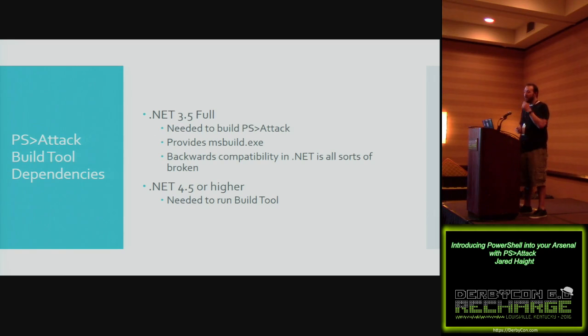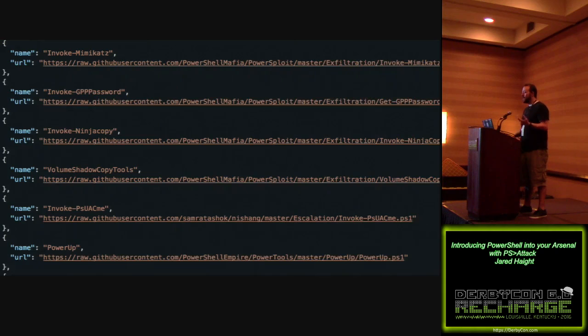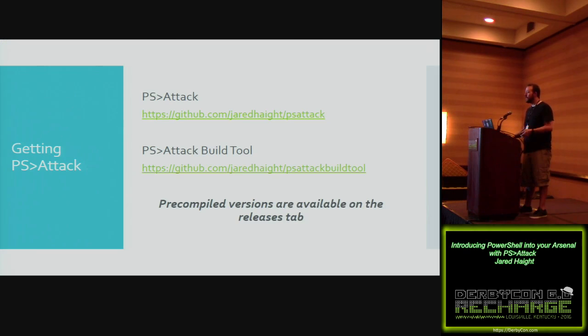Now, to answer the questions of how do I incorporate my own tools, how do I see what tools PSAttack is downloading, the build tool relies on a file called modules.json. So it's a simple JSON file. Basically, you give your thing a name and point it to a URL, and it's going to download that PS1 file and build it into PSAttack. So this is where, like I said, if you have these obfuscated versions of Mimikatz or a different fork or whatever you want to use, it's easy to update it here and incorporate it into your version of PSAttack.